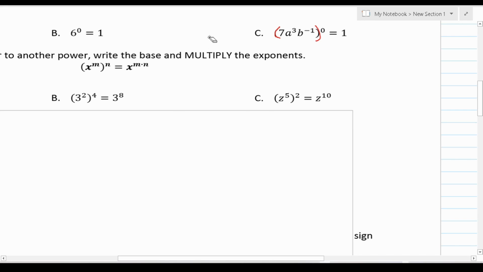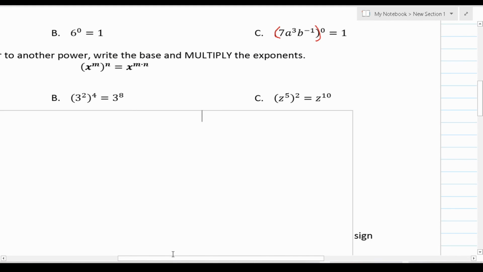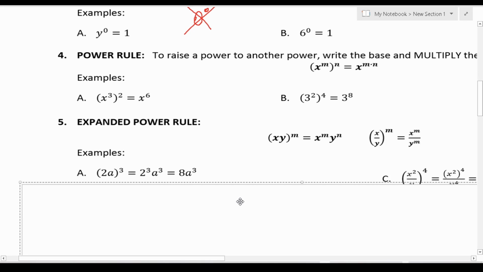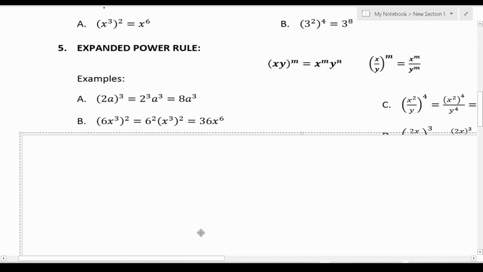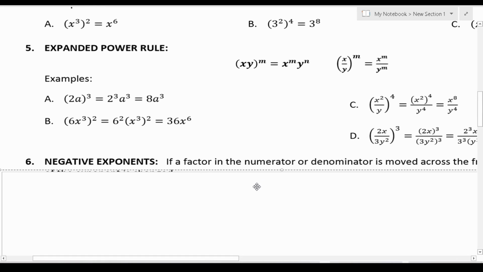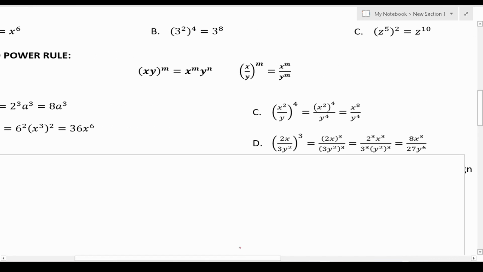And the more comfortable you become dealing with these laws of exponents, the more likely you are going to be able to solve some of these problems without doing any work. And ultimately, that's the goal. At least half of these problems, if you practice enough, you should be able to solve without doing any work whatsoever. All right, so let's take a look at the expanded power rule. And since there's no definition here, let's look at a few basic examples.